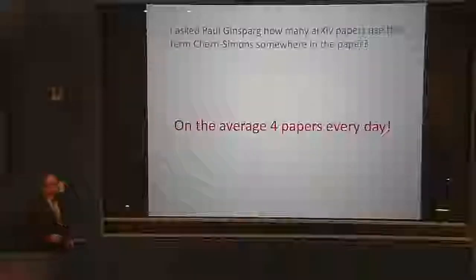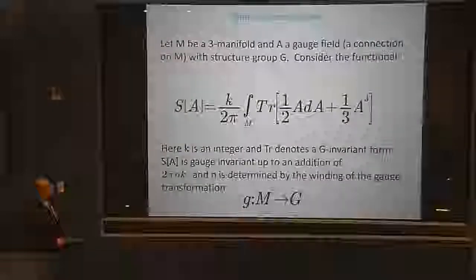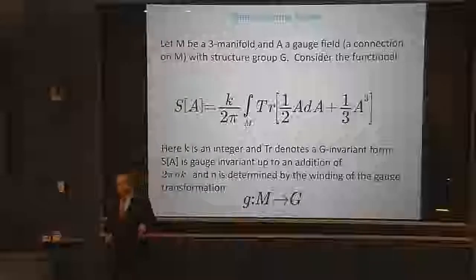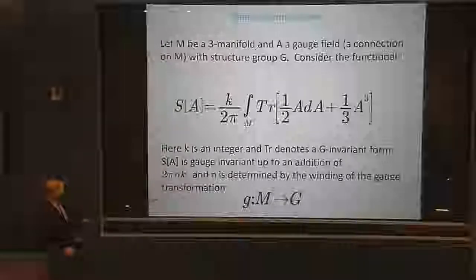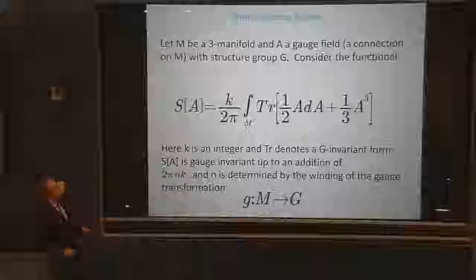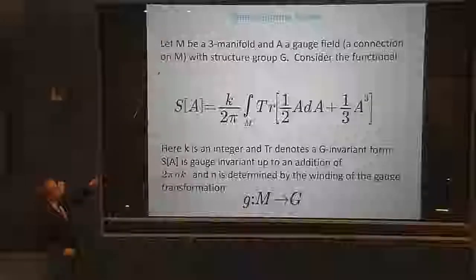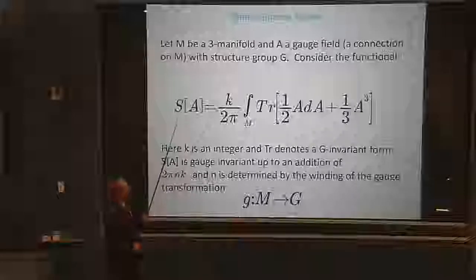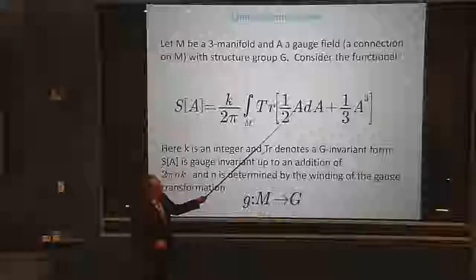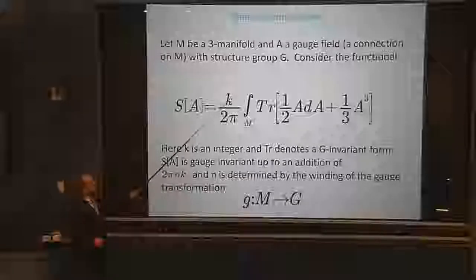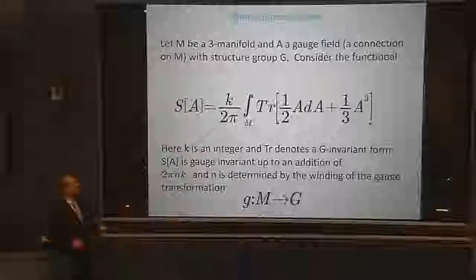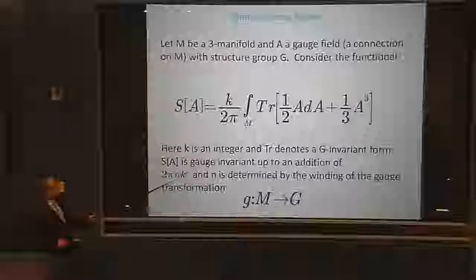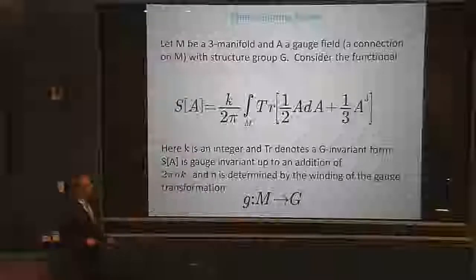So what is Chern-Simons? Well, we just heard from Jim about the beginnings of the subject, so I will just tell you briefly about the definition of the Chern-Simons action. We start with a 3-manifold M, and we take a gauge field, which is a connection on M with some structure group G. We consider an action, which is the integral of this form: you take A dA plus 2/3 A cubed with some factors, times an integer k, and you integrate over the manifold M. Here k is an integer, and trace denotes some G-invariant form.